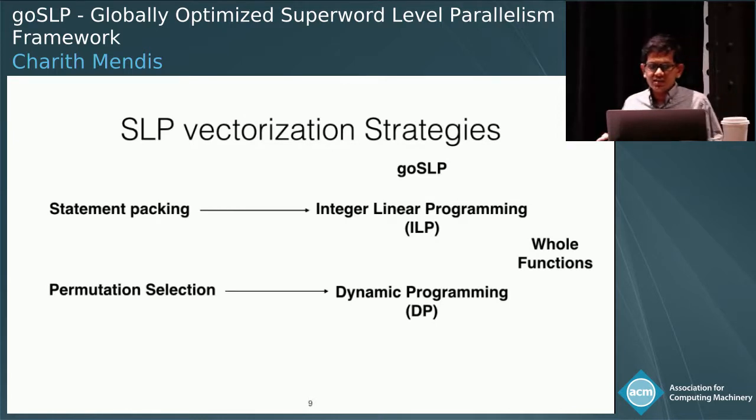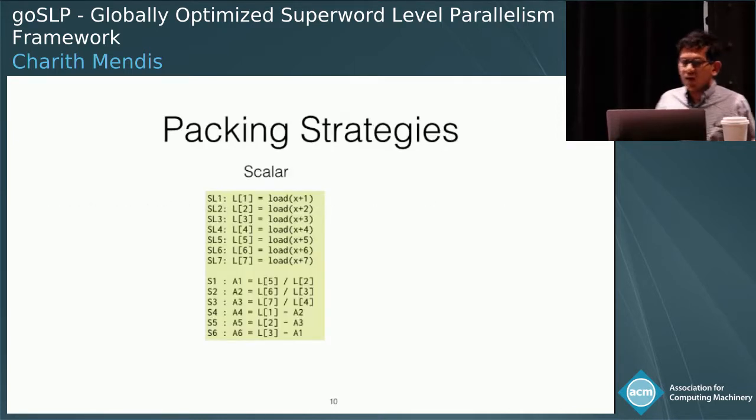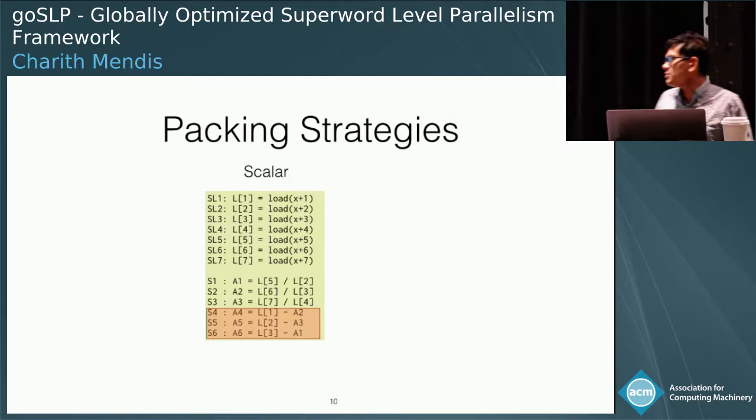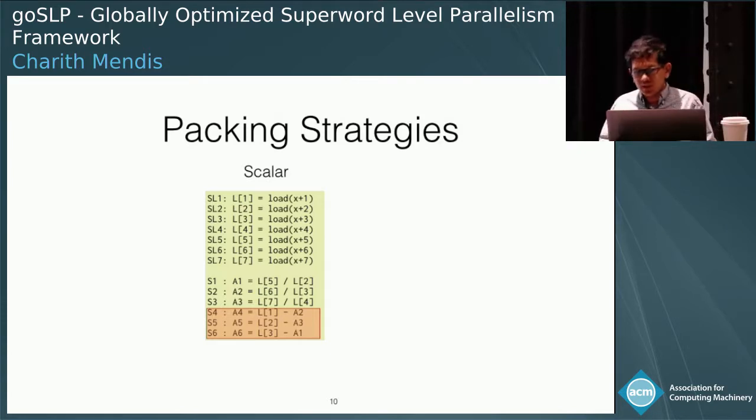So let's look at the statement packing problem in detail. To motivate why we need a search and where greedy algorithms can miss vectorization opportunities, let's look at this example. It first loads 7 consecutive elements from memory, where each adjacent load can be vectorized. And then these loads are used in these division operations to compute intermediate values A1 up to A3. And then these intermediate values are next used in the subtraction operations to compute the final values A4 up to A6. The division operations and the subtraction operations are isomorphic, so you have opportunities for statement packing.